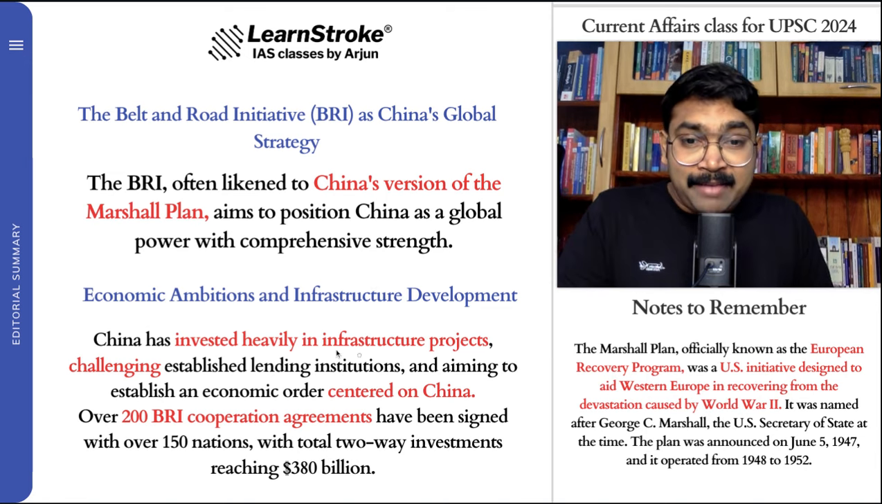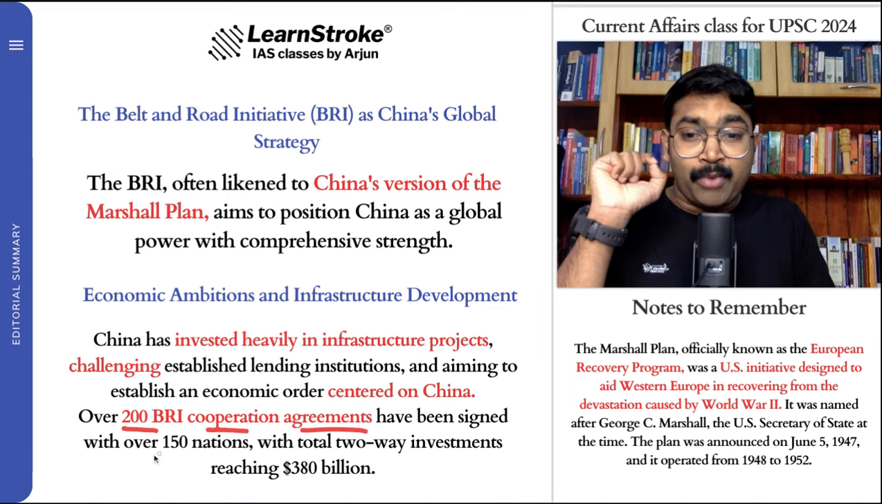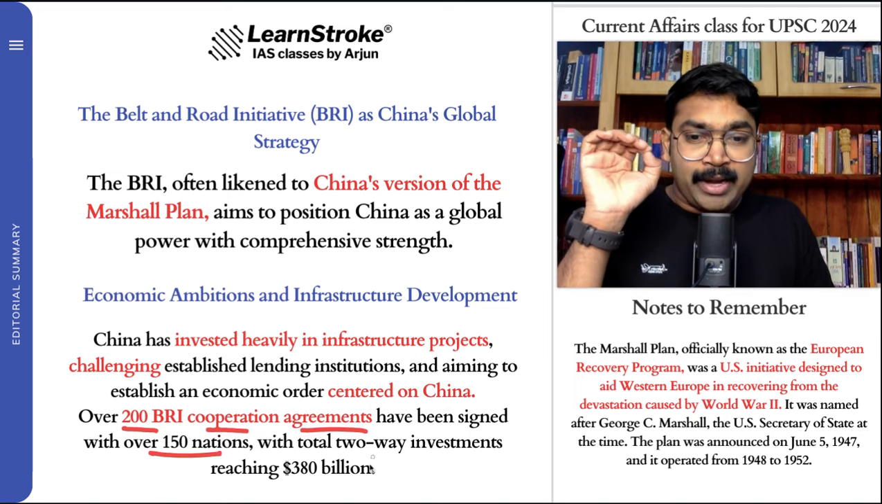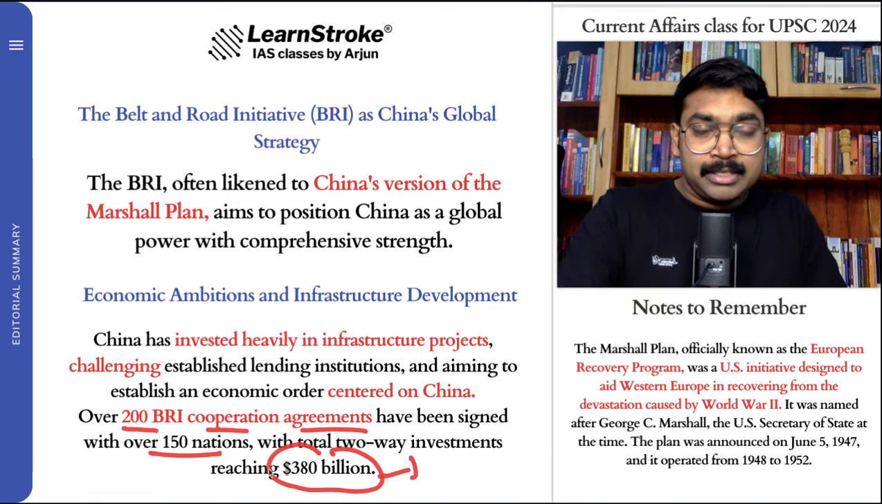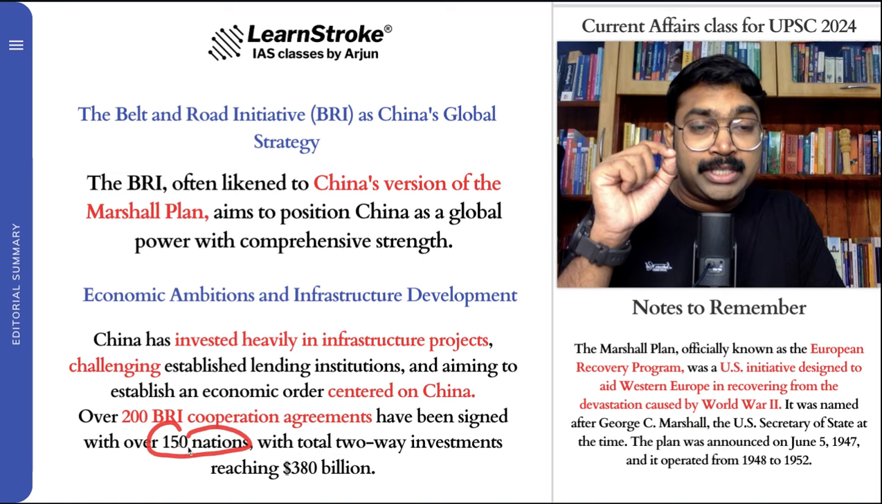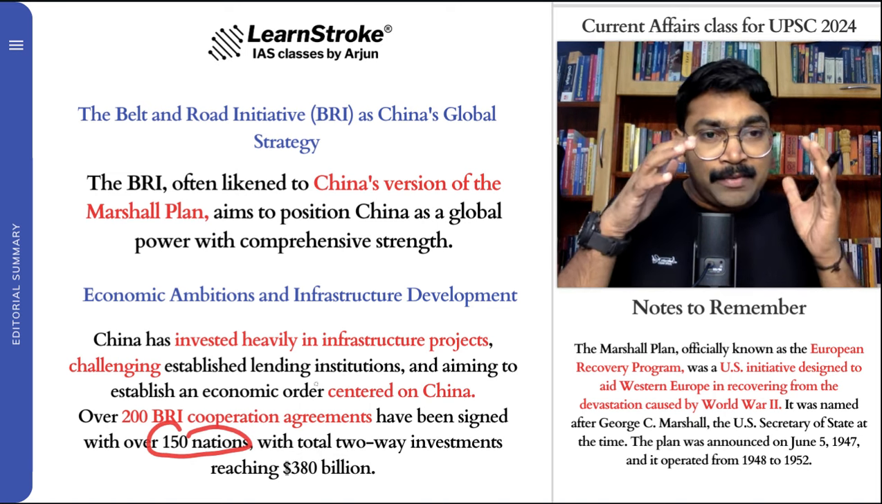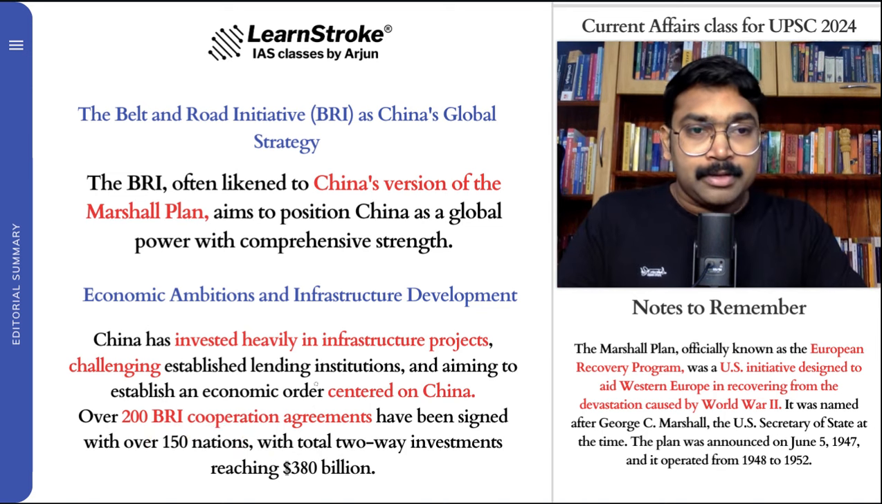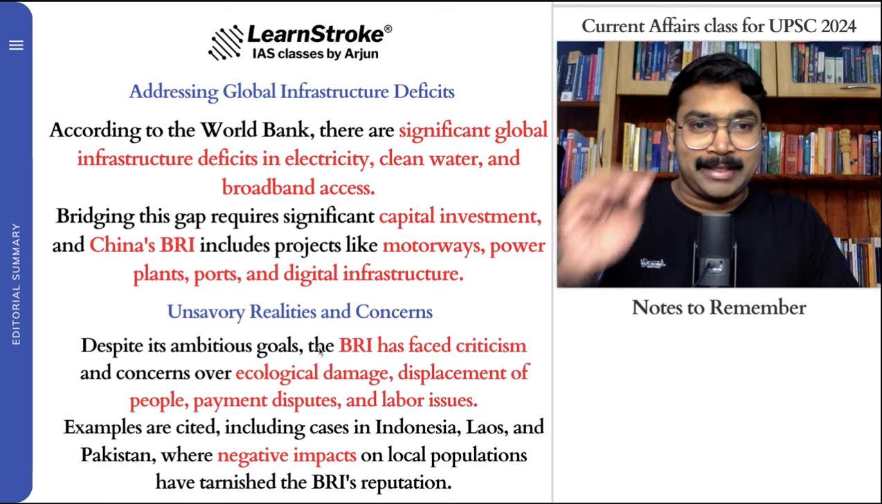And China has invested heavily in infrastructure projects, creating, as I said, a lot of demand on China. Over 200 BRI cooperation agreements have been signed with 150 nations, and total two-way investments are up to $380 billion. Just imagine, it's not only money. 150 nations having an MOU with China means all of them have got a relationship with China, and China will definitely diplomatically impress all these countries. It's the next important thing. So will India like this? India will not like this, and America will not like this.